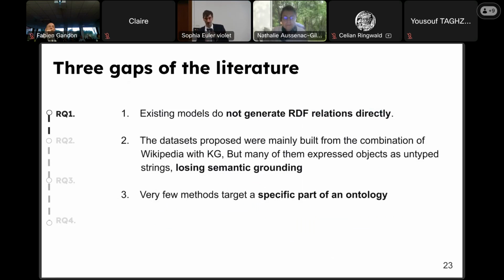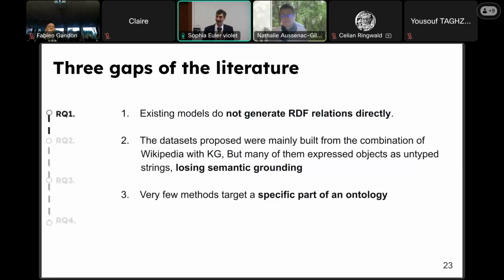Thanks to this work, we also had the occasion to underline three gaps in the literature. First, the existing models do not generate RDF relations directly. Secondly, the datasets proposed were mainly built from the combination of Wikipedia and a knowledge graph, but many of them express the object as untyped strings, losing semantic grounding. And finally, very few methods target a specific part of an ontology.